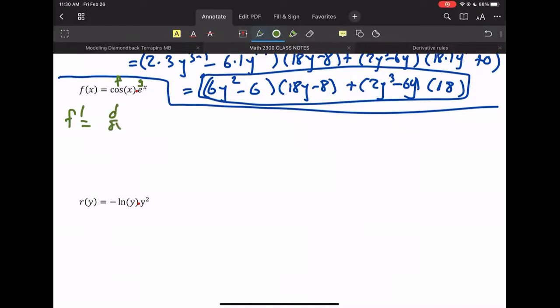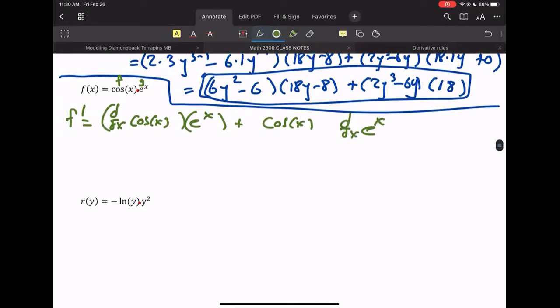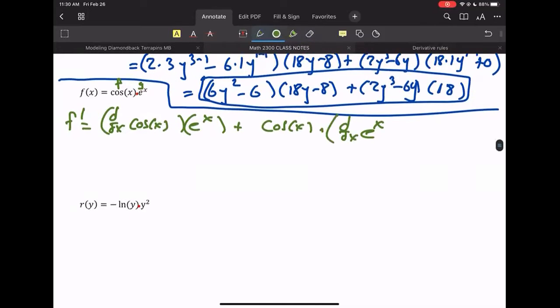So we're going to do the derivative of cosine, that's f prime. Leave g alone. Leave the f alone. Do the derivative of the g. Oops, that shouldn't be a plus though. That should be a multiplication. And e to the x just stays the same.